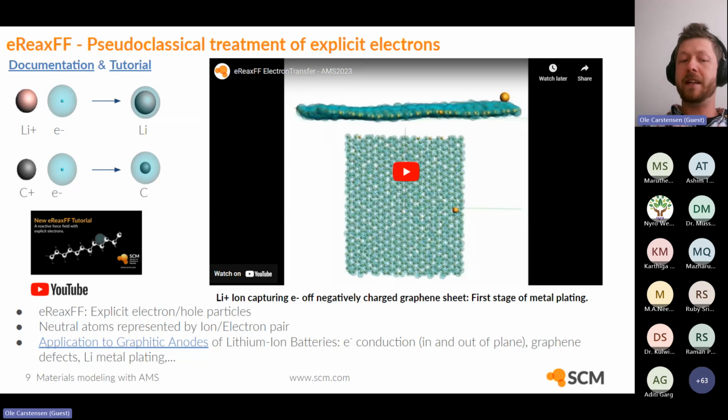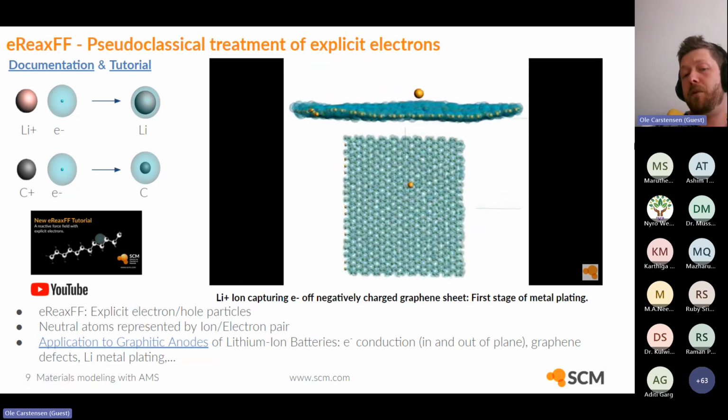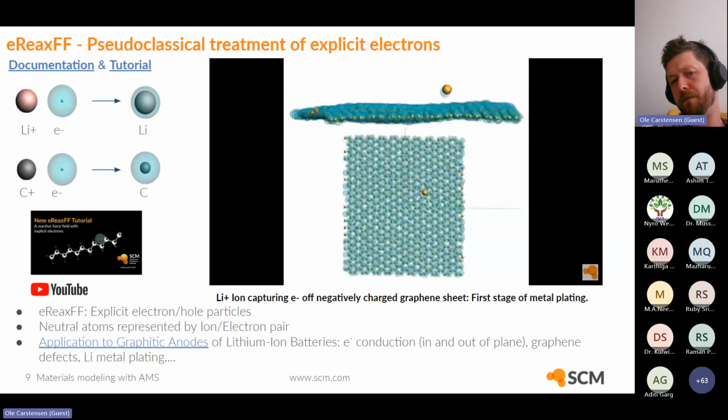And this is the first stage: this lithium ion capturing the electron of this negatively charged graphene sheet is the first stage of this metal plating process. So if we add more lithium cations and more electrons to the simulation, they will start to meet on the surface and form metallic bonds, and then this metal plating takes place. But there have been many more of these simulations run. Let's have a look at it one more time. You see all these green spheres, they are representing explicit electrons.